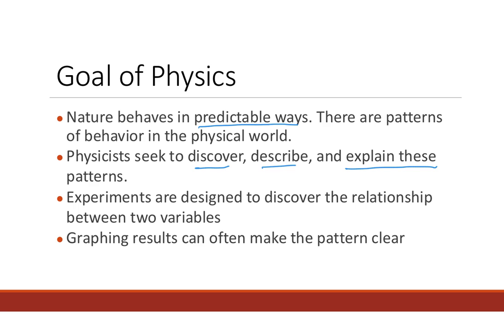The experiments that we will do in class and that physicists are doing all over the world are designed in order to discover the relationship between the variables involved in that experiment, the independent variable and the dependent variable. And often when you have a bunch of numbers and data, it really is much easier to understand what's going on when you plot those data points on a graph. So we'll be doing a fair amount of graphing in this class as well.